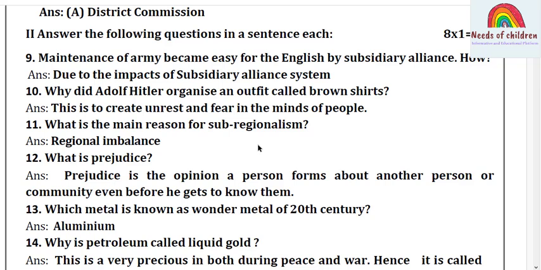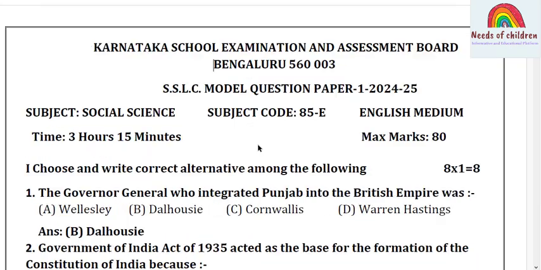Let's see question number 12. What is prejudice? Answer: prejudice is the opinion a person forms about another person or community even before he gets to know them. That is the answer. Okay, students, it is from the sociology. You need to concentrate on the sociology part, that is social stratification. This lesson it is from the social stratification.